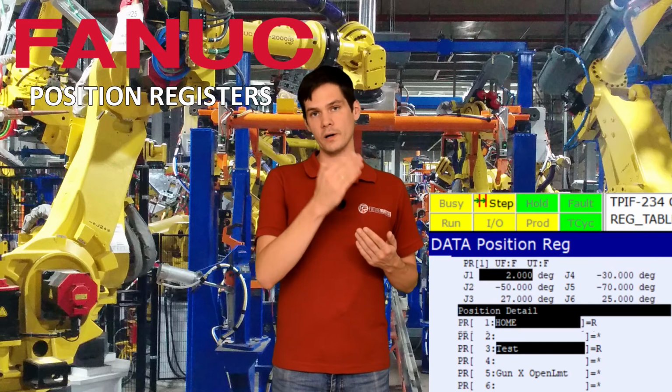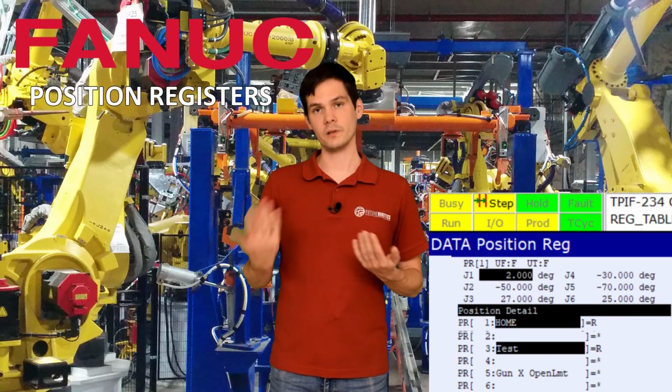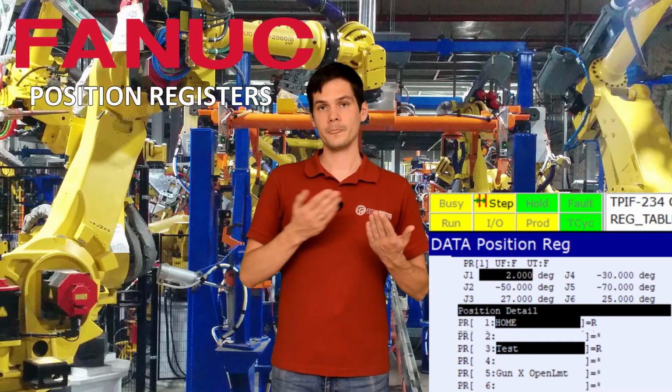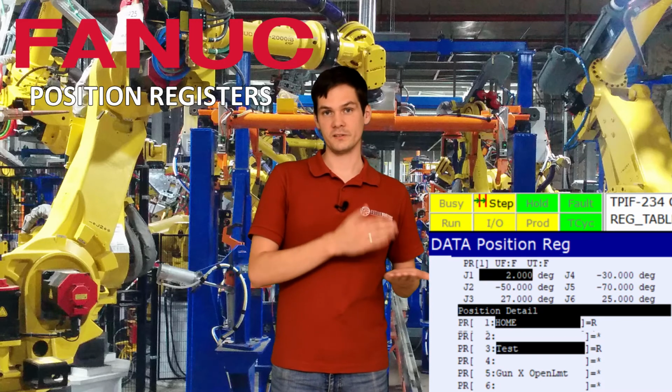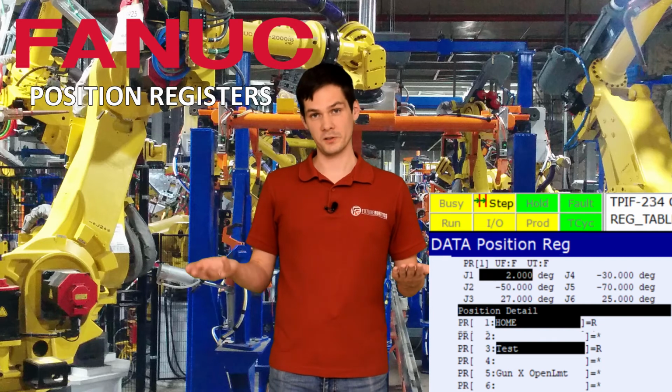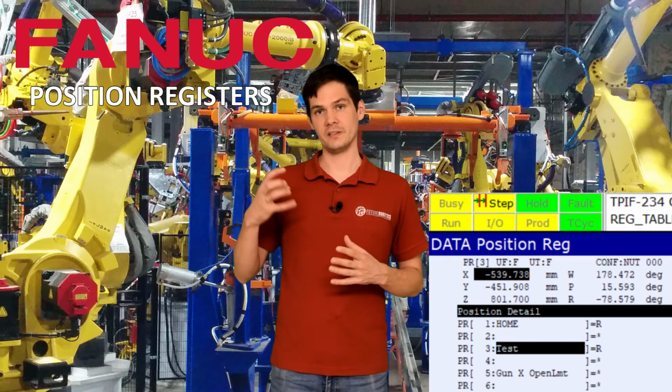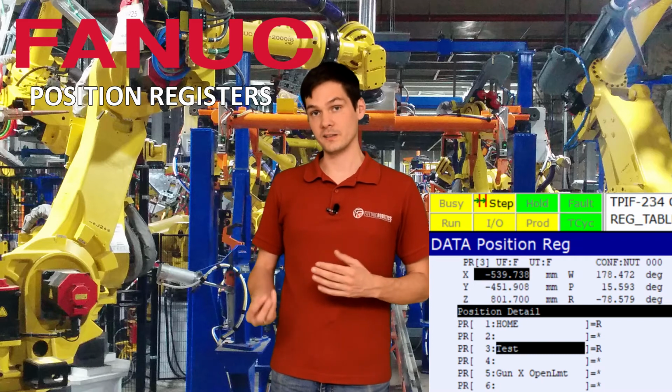Or you have joint 1, 2, 3, 4, 5, 6 if you have external axis. So why did I say that you need to know the registers in order to use the position registers? Because you can imagine that it's like a group of 6 registers.